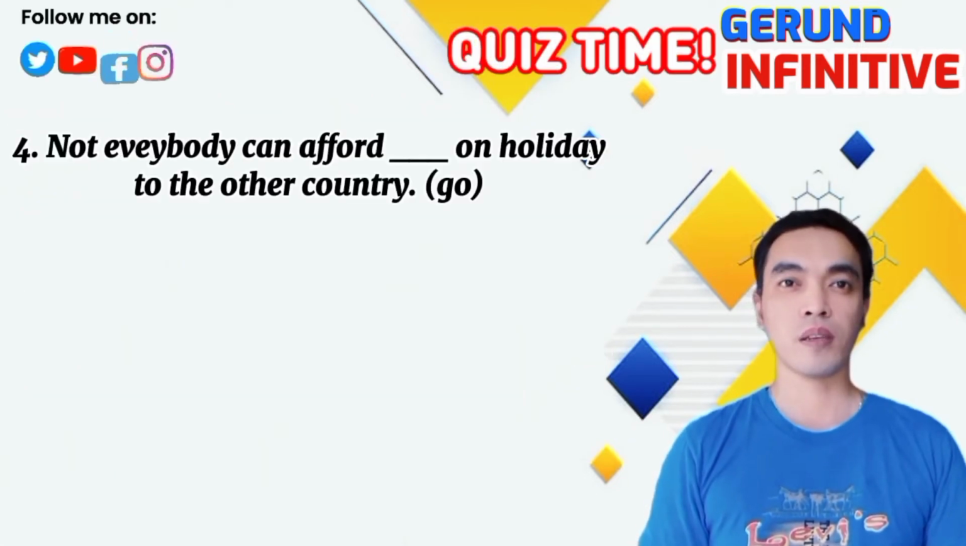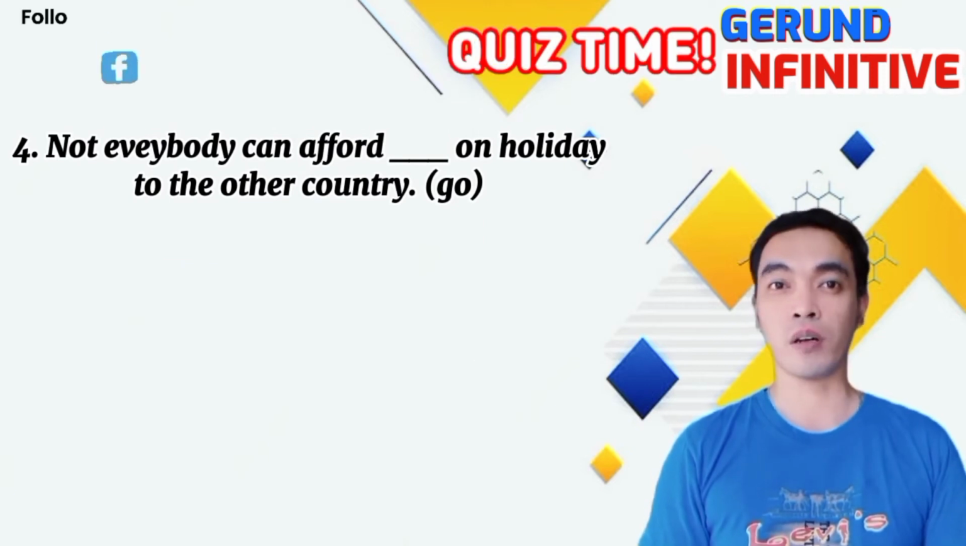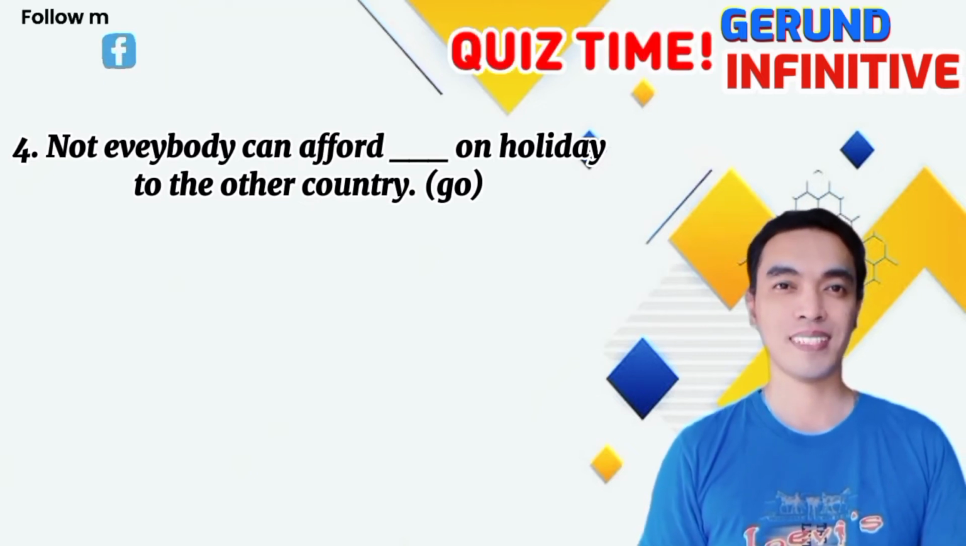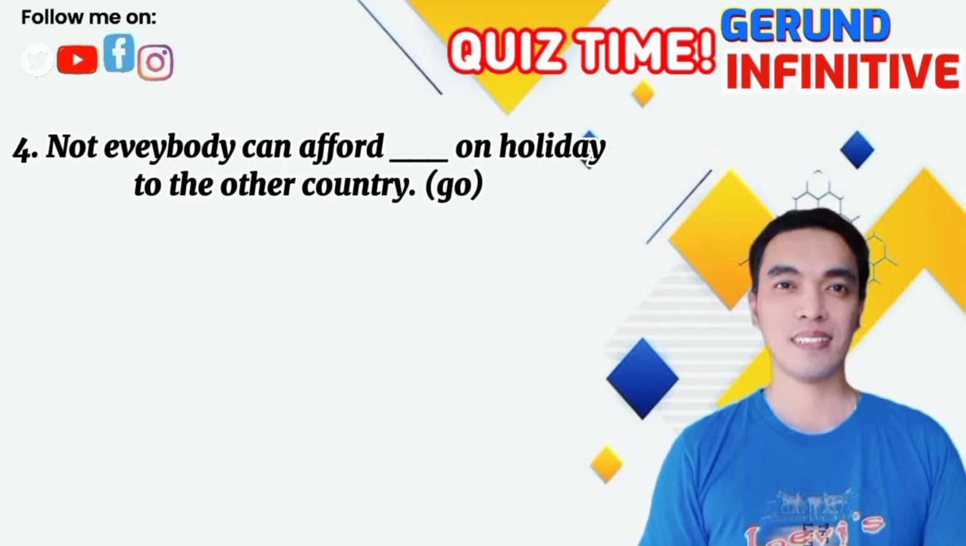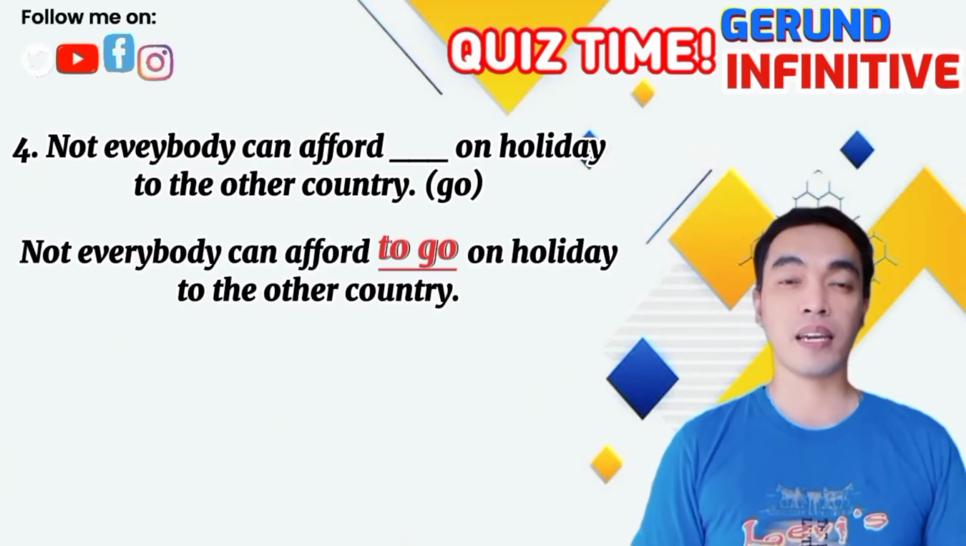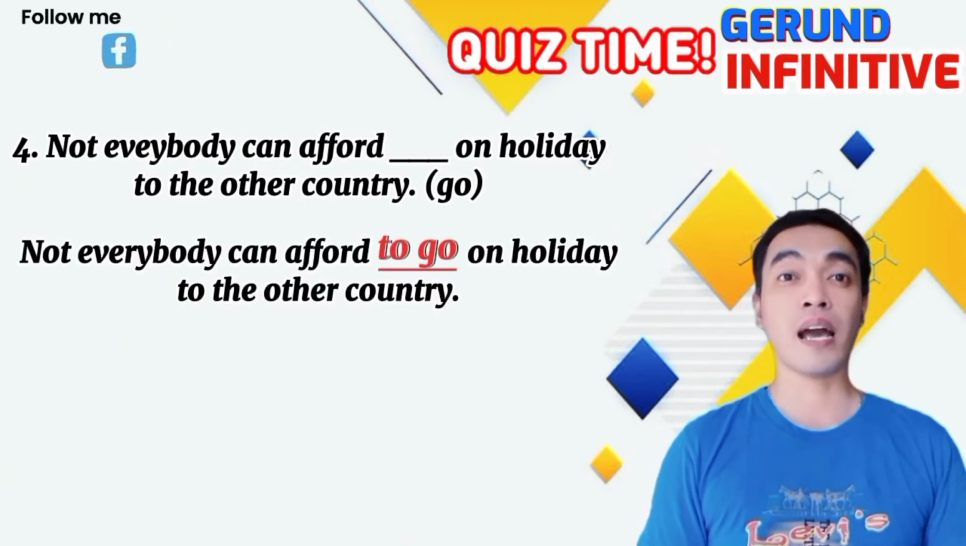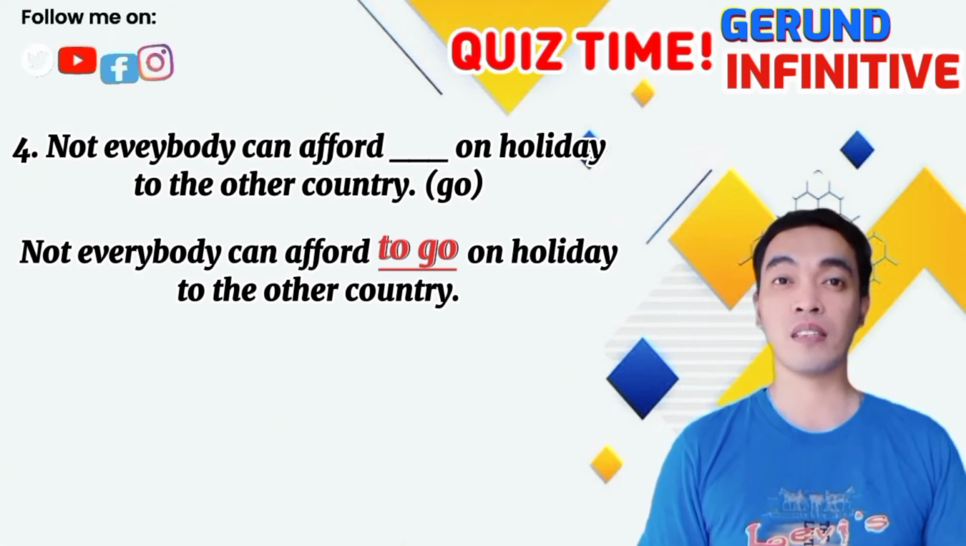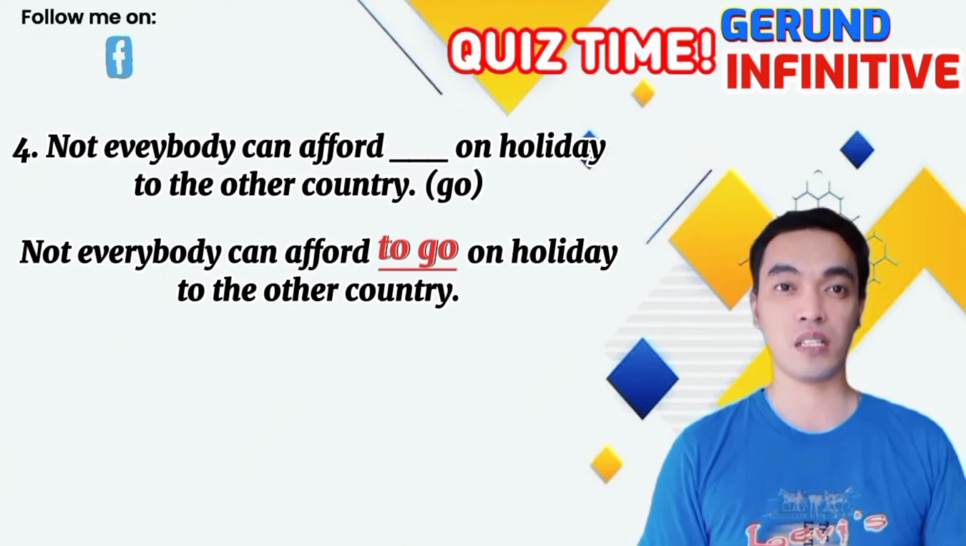Number 4. Not everybody can afford on holiday to the other country. And we're going to use the word go. Not everybody can afford to go on holiday to the other country. To afford to do something, this takes the infinitive.